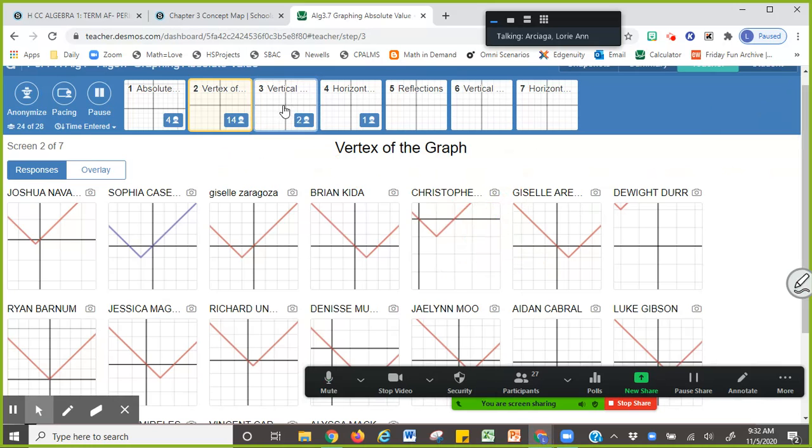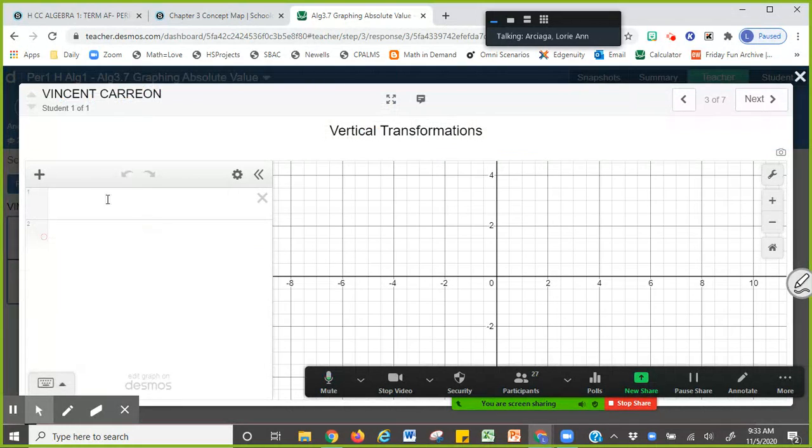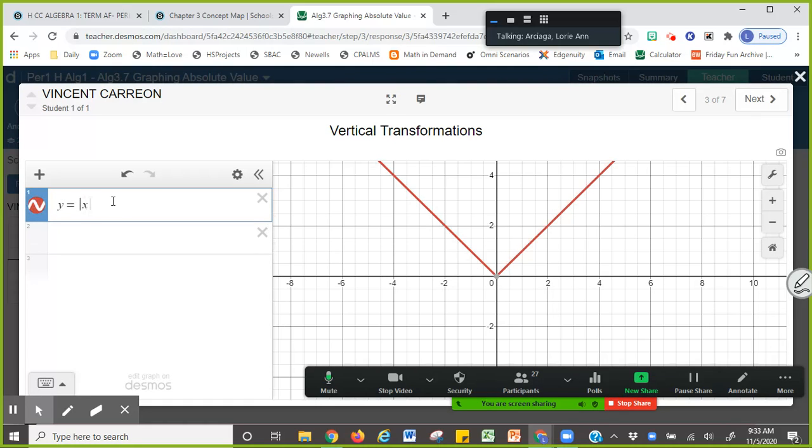Next, slide 3. Slide 3, I'm going to use Vincent because he was here first. I saw his slide first. Okay, here we go. Vertical transformations. So type y equals absolute value of x again, right? Okay, so now I want you to write an equation that moves the graph 5 units up.